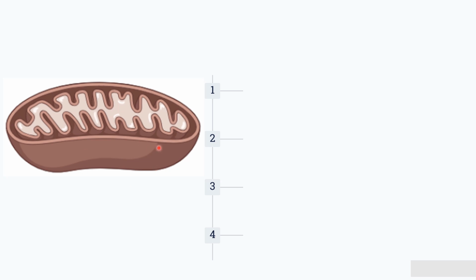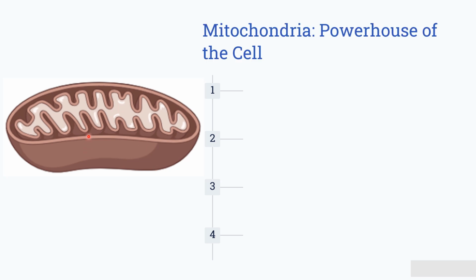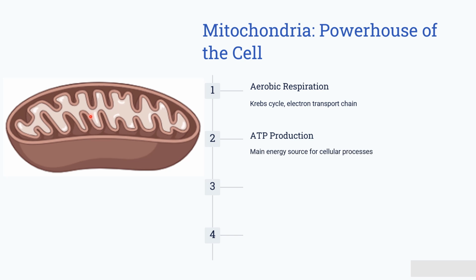Coming on to this, what is this? This is the mitochondria. We all know that the mitochondria is the powerhouse of the cell. But why is it called the powerhouse of the cell? Because it is responsible for aerobic respiration. How does aerobic respiration act? Wherever the Krebs cycle and electron transport chain happen, there aerobic respiration happens. So the Krebs cycle and electron transport chain occur in the mitochondria. Because of all that, ATP is produced. That's why it is called the powerhouse of the cell.